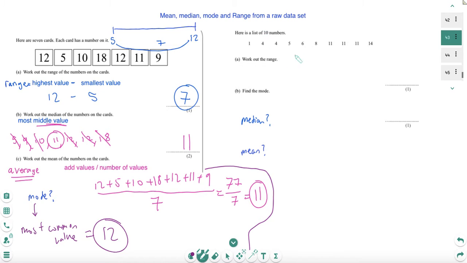You can try these ones by yourself, alright? If you'd like, pause the video, otherwise we'll do it right now. Work out the range. So range is the highest value minus the lowest value. The highest value is 14. The lowest value is 1. So 14 minus 1 is 13. Mode. Mode is the most common value. Well, I see there's 3 11s. So the mode is 11.